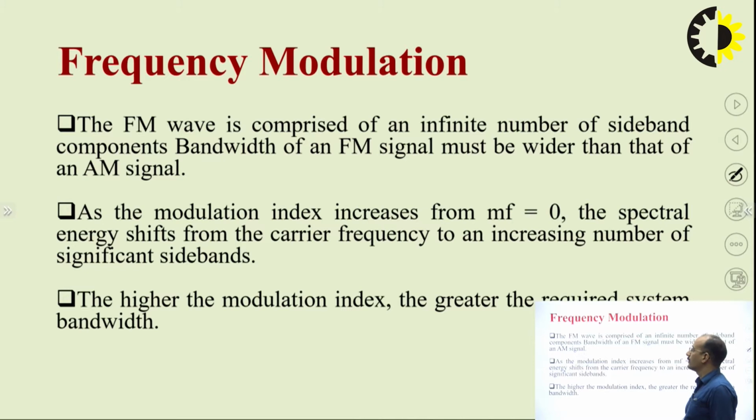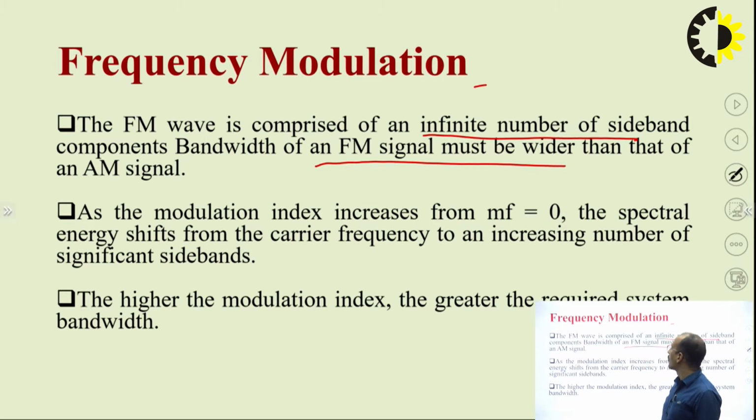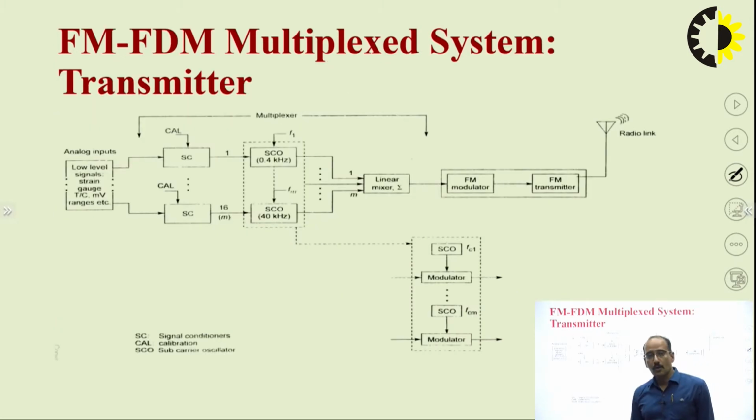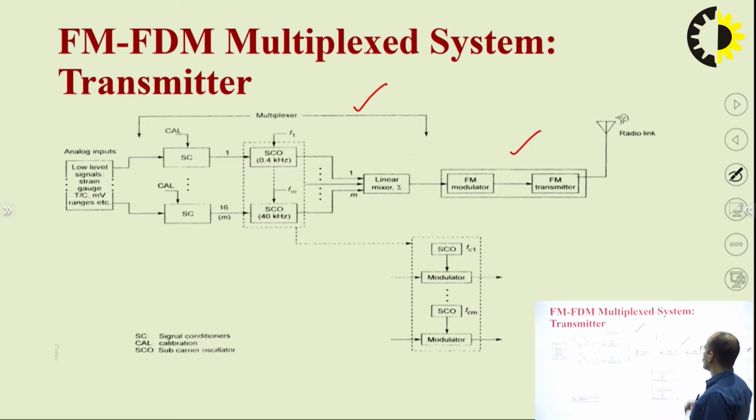So, in frequency modulation, what are we using? The FM wave is comprised of an infinite number of sidebands. The bandwidth of an FM signal must be wider than that of AM. This is all about frequency modulation. So, combined, the FM-FDM multiplex system is here. In this you can see that this part is related to the multiplexing, this part is related to the modulation, and all the steps are as per the previous one.